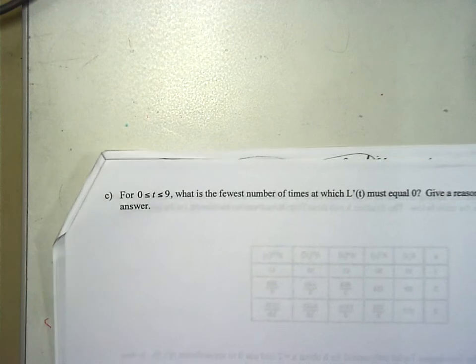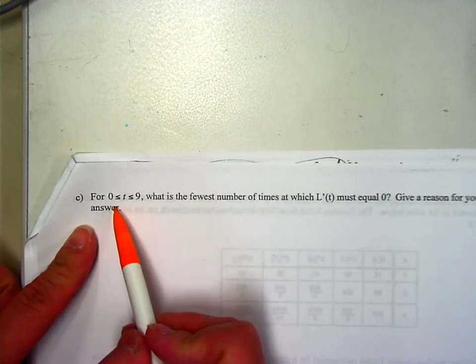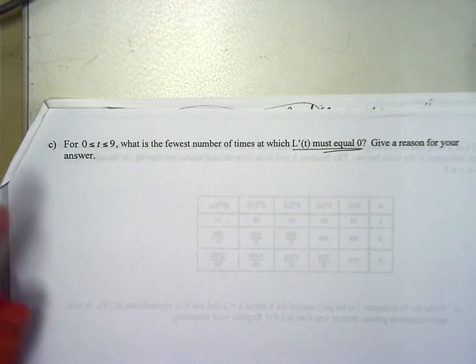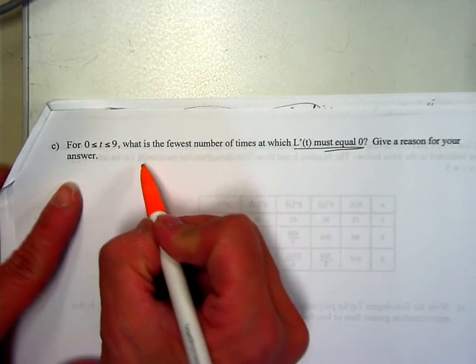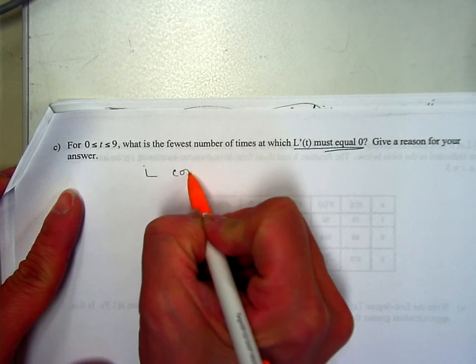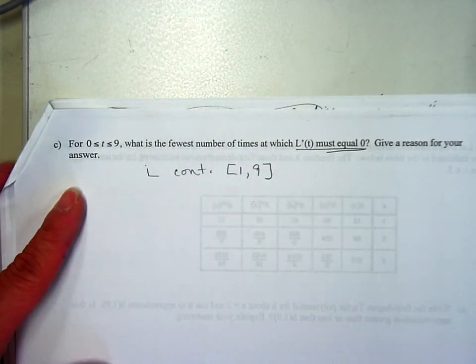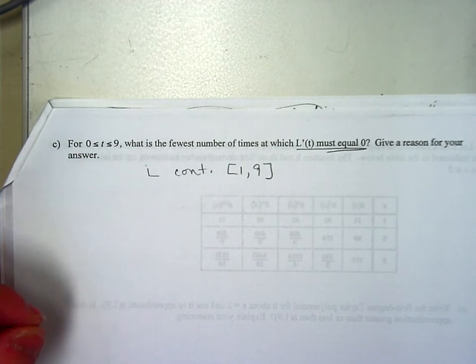Okay. For 0 to 9, what is the fewest number of times where the derivative has to be equal to 0? And give a reason for your answer. So first of all, if the derivative is equal to 0, I know that it means that there is a local max or local min or a horizontal tangent. So I also know that L is continuous from 1 to 9 because we knew this was a twice differentiable function. So I know that when I look at these data points, there's no holes in between.